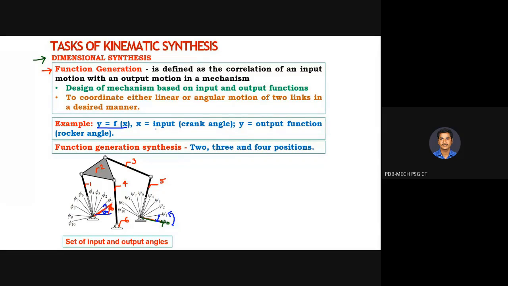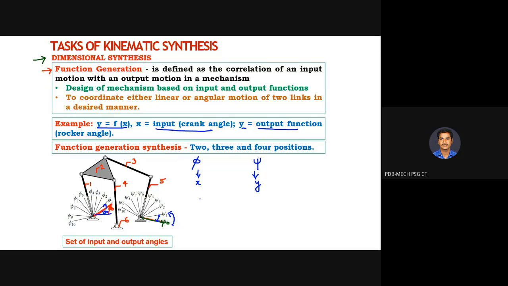So x we can take as the input angle, and y we can take as the output angle. So what is your input angle? The input angle we denote as phi. The output angle is psi. Okay. So the input angle is related to the variable x, the output angle is related to the variable y.